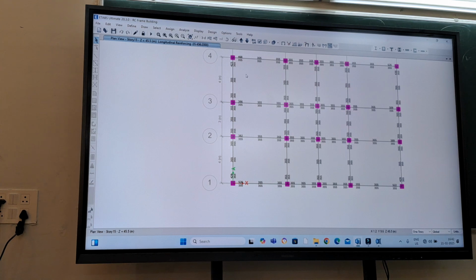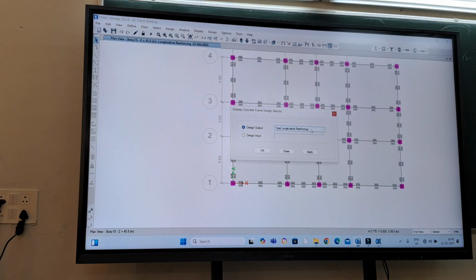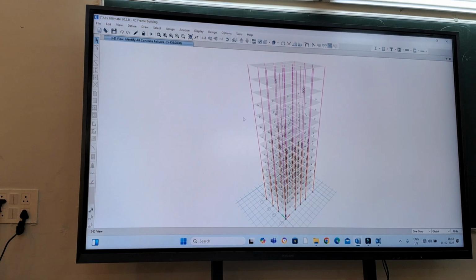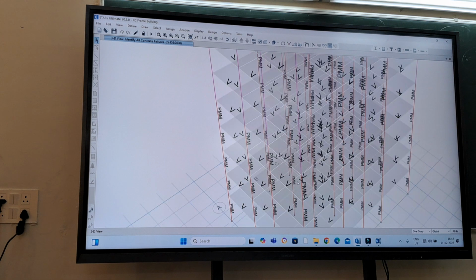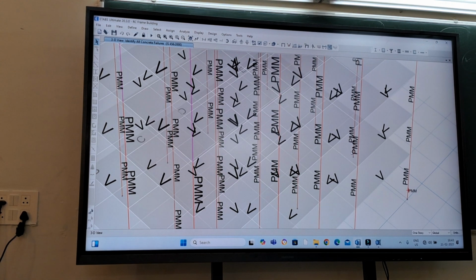Now see, it is giving you the reinforcement in beams and columns, and before checking the reinforcement, you just check whether you have any failure or not. So click on this option, identify all failures. Okay, apply. Now if you click on 3D, it will give you the location where it is failing. See, so many places are failing. And under what condition it is failing is also shown. For example, this is failing in PMM, meaning the interaction curve is not sufficient to take the load coming to the column. It means the size is not sufficient.